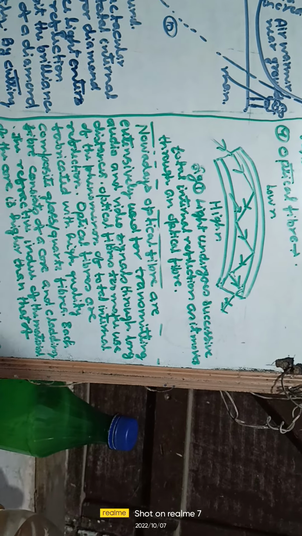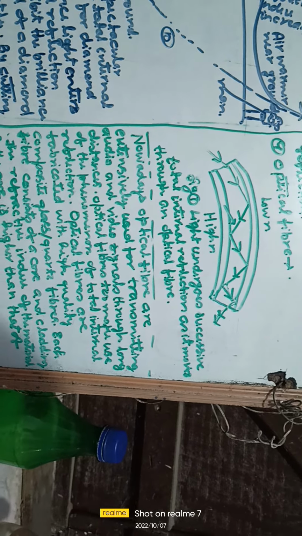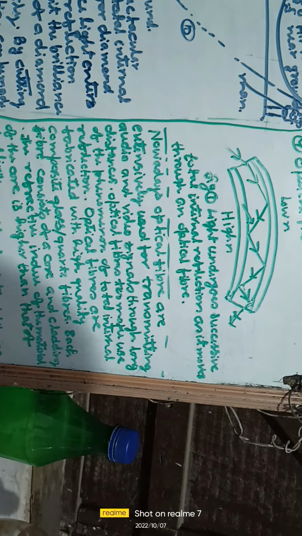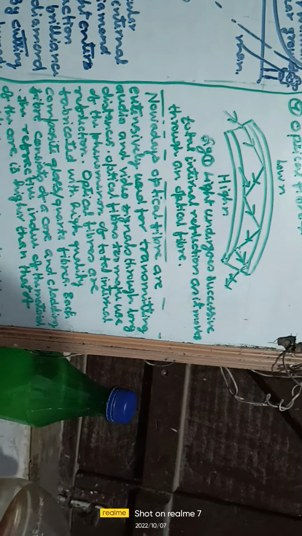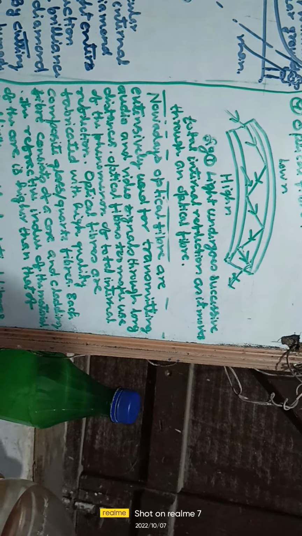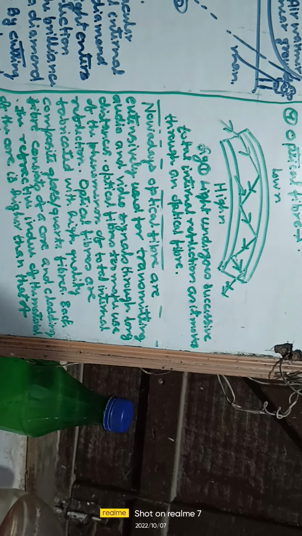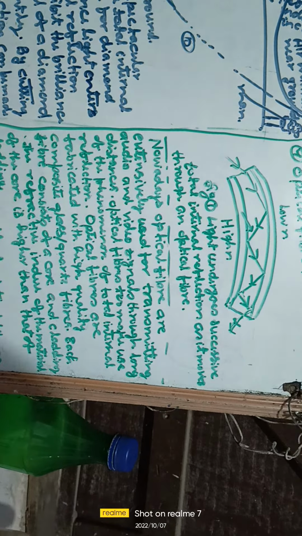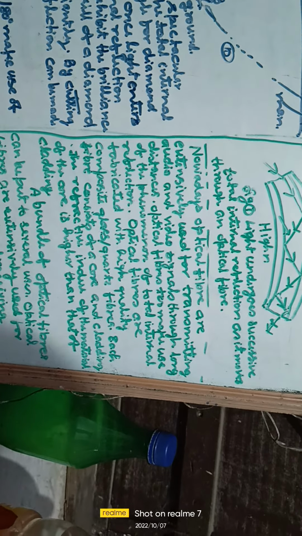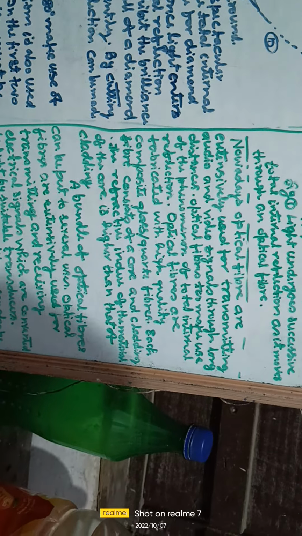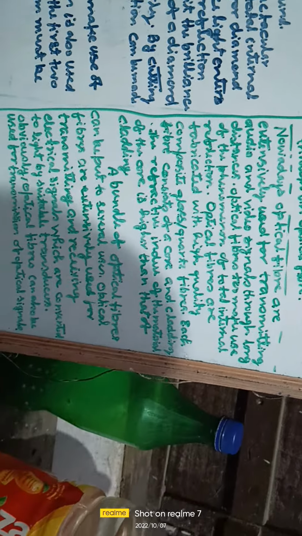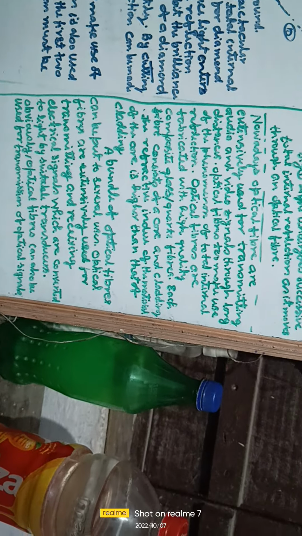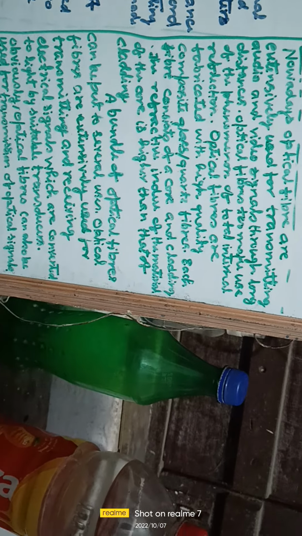Such a fiber consists of a core and cladding. The refractive index of the material of the core is higher than that of the cladding. A bundle of optical fibers can be put to several uses. Optical fibers are extensively used for transmitting and receiving electrical signals which are converted to light by suitable transducers. Obviously, optical fibers can also be used for transmission of optical signals.